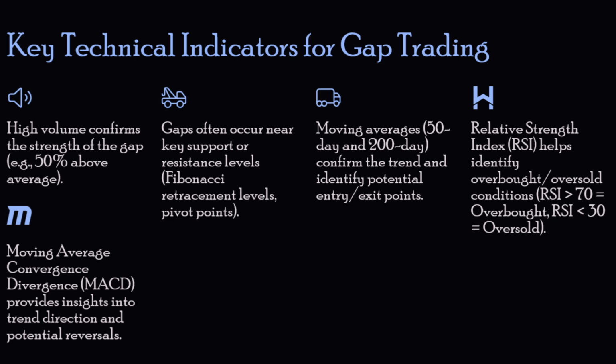Relative Strength Index, RSI, helps identify overbought, oversold conditions. RSI greater than 70 equals overbought, RSI less than 30 equals oversold. Moving Average Convergence Divergence, MACD, provides insights into trend direction and potential reversals.